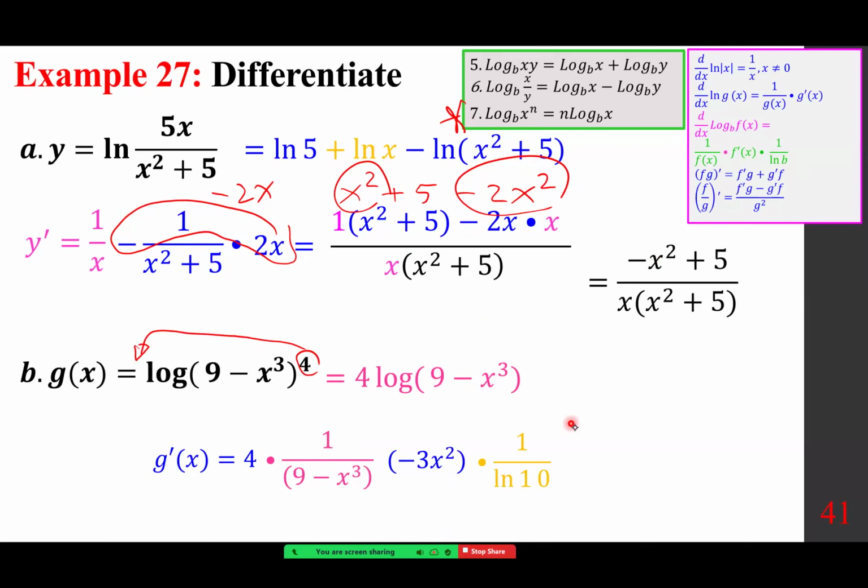When we multiply all of those, the numerator becomes negative 12x squared. These two belong to the denominator. So we write 4 times negative 3x squared, negative 12x squared, over 9 minus x cubed times ln 10. We are done.